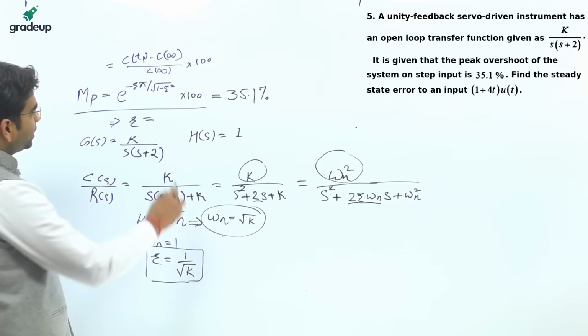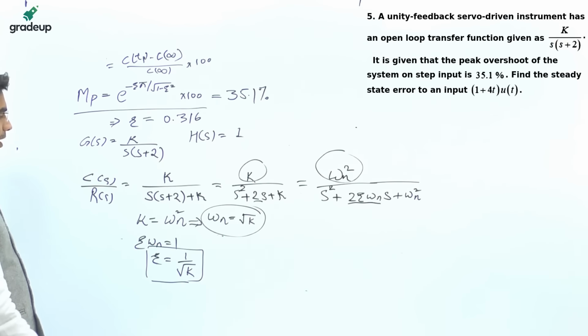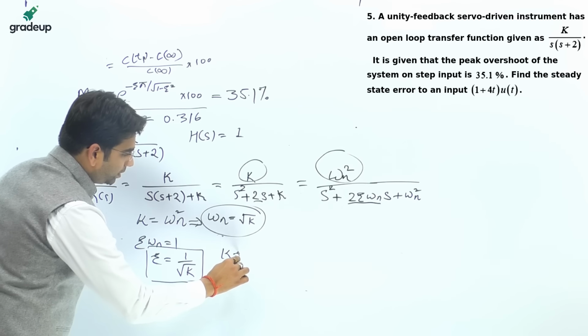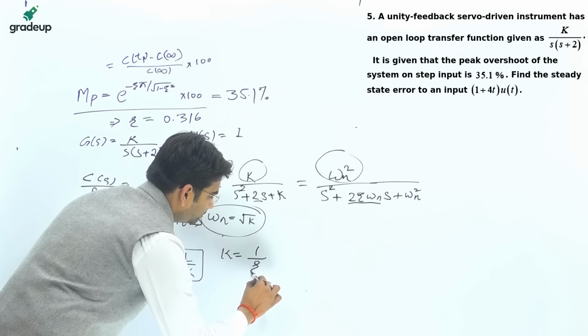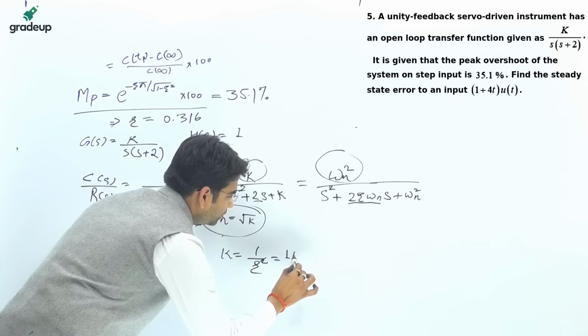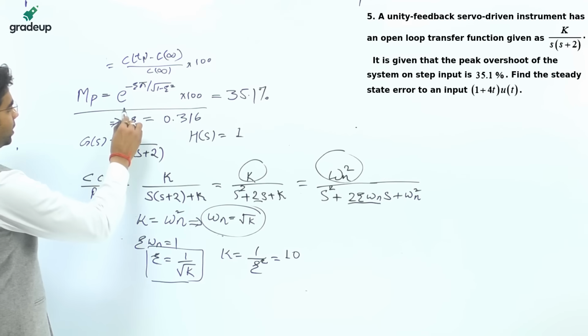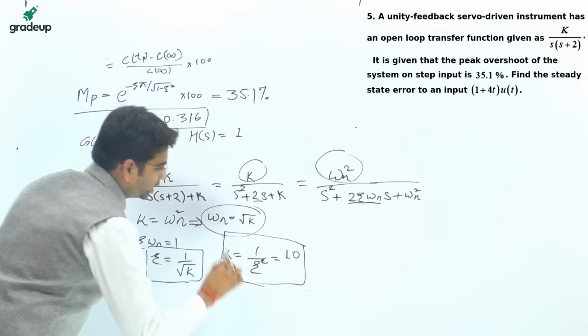So zeta value will be 0.316. Okay. So the value of K can be calculated. 1 by zeta square is equal to 10. Okay. From this place, you landed up to this place.